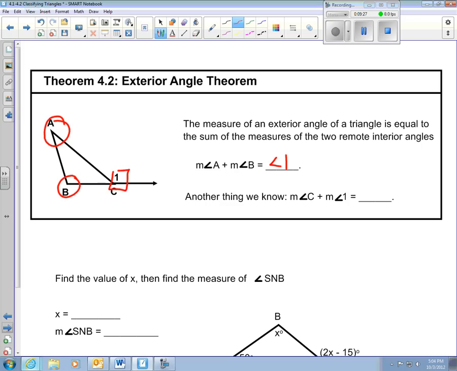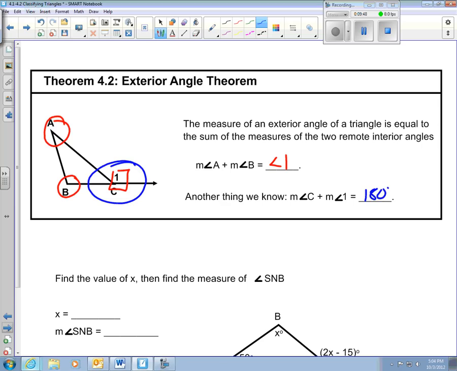So then we can look at our relationship between these two angles. Another thing we'll know is if we have angle 1 and we add it to angle C, those two make a straight line. Straight lines are supplementary, which is 180 degrees.